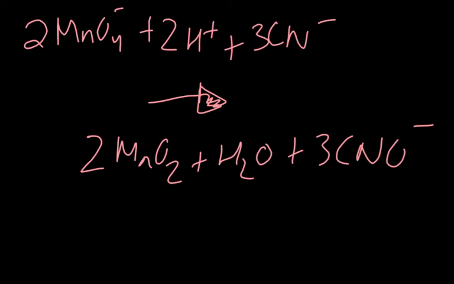But now remember what I told you before, how we are in basic solution and we should not have any H plus ions, but we do, as you can see. Well, again, what ends up happening is H plus ions will get neutralized by 2 OH minus ions. And what that creates is 2 water molecules.